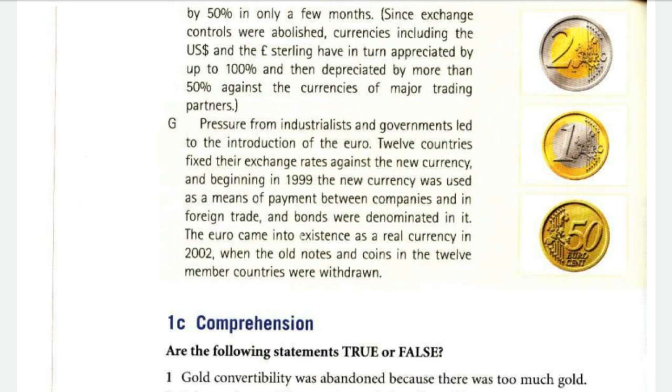12 countries fixed their exchange rates against the new currency, and beginning in 1999, the new currency was used as a means of payment between companies and bonds were denominated in it. The euro came into existence as a real currency in 2002 when the old notes and coins in the 12 member countries were withdrawn.